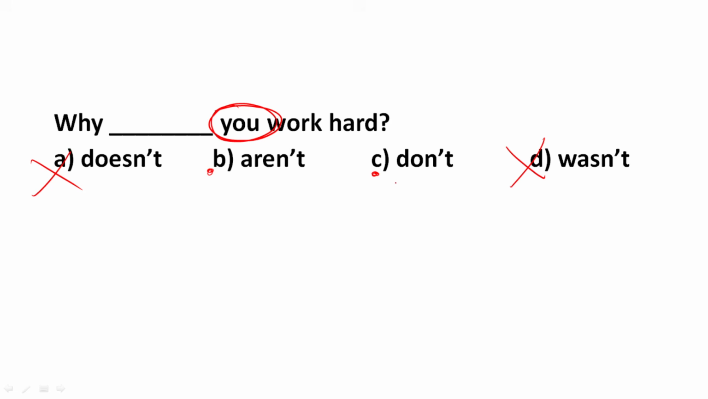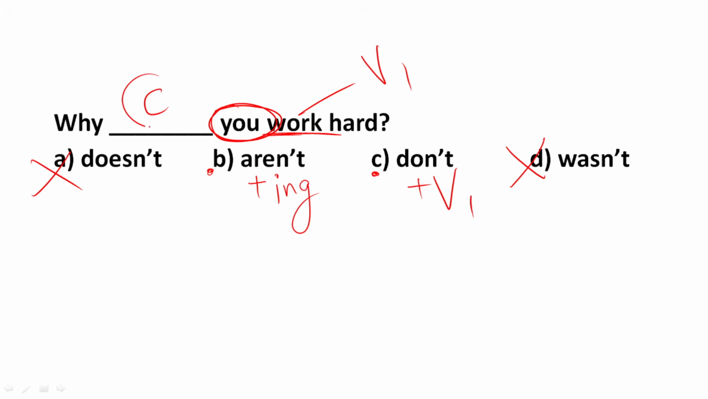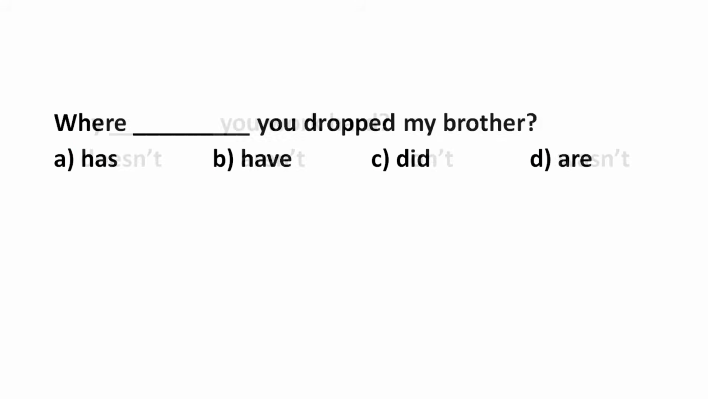Now if you see the are, I can use are, but the verb should be in ing form. I can use do, the verb is first form. My dear friends, here work is the first form, so option C is the right option. Why don't you work hard is the right option.